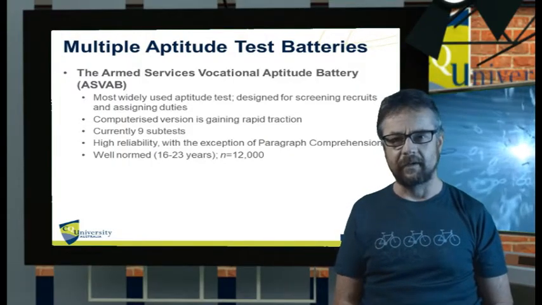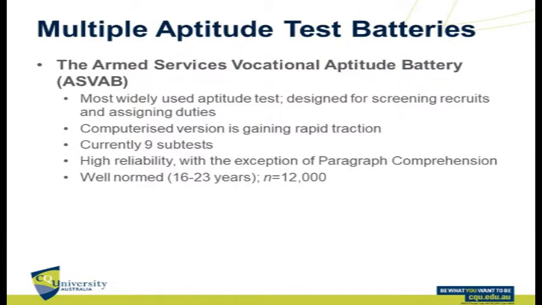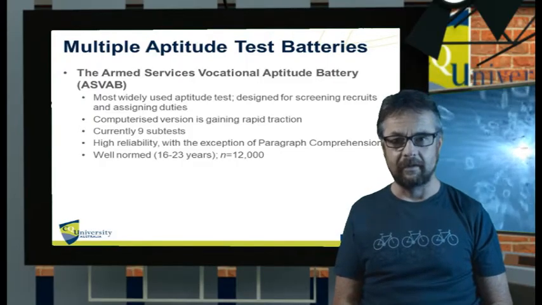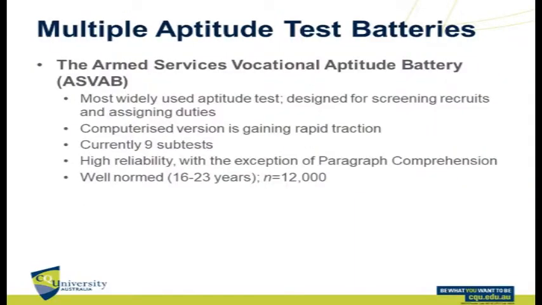This one's developed for the armed forces, and it's used to screen military recruits and for military job assignments. And because it's used with the military, and the military is a very large occupational group, it's perhaps the most widely used aptitude test that we have. It contains 9 subtests. Again, these are listed in the textbook. And it's seen as highly reliable, with the exception of one of the tests, which is the paragraph comprehension test. Again, this test has been computerized, which is a growing trend in the field. All the tests now are computerized, quicker to administer, easier to administer.